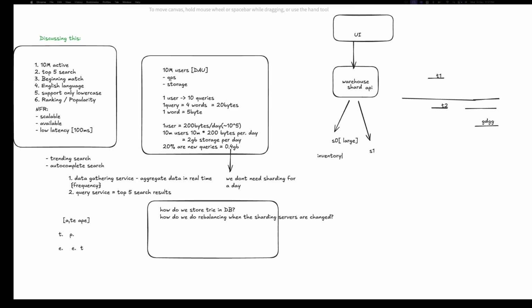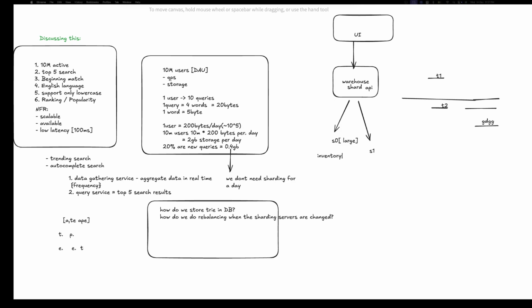The system should be scalable for high traffic volume, and remain available and accessible. So these could be some non-functional requirements: our system should be scalable, available, and low latency, up to 100 milliseconds. I think 3 non-functional requirements are enough for an interview. Okay, let's move on.